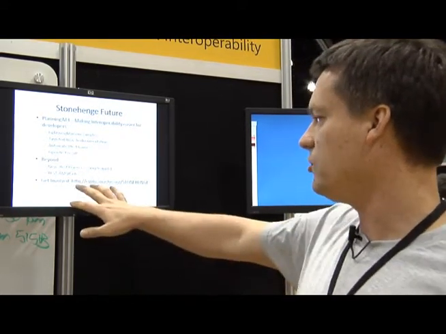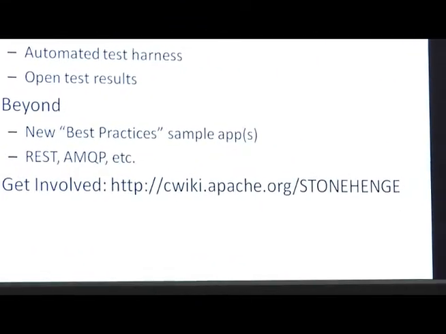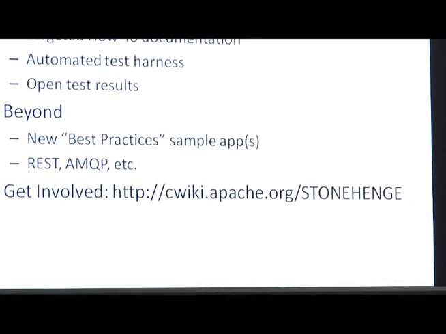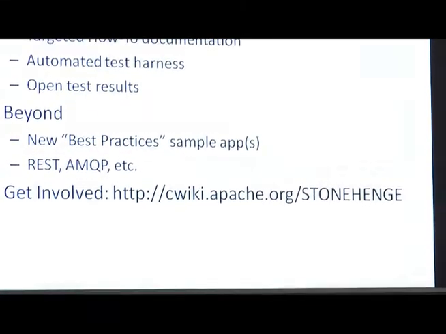So here's the URL: cwiki.apache.org/Stonehenge, and you can go there and learn all about the project. Just start by subscribing to the dev mailing list and just learning about it and getting involved.